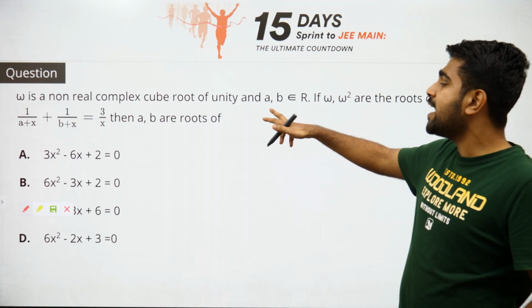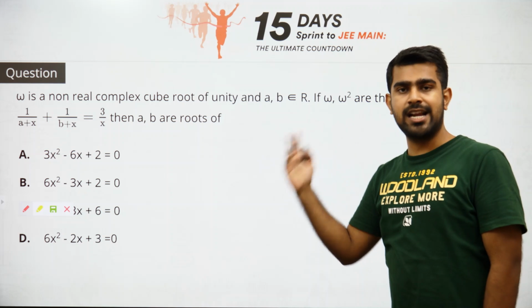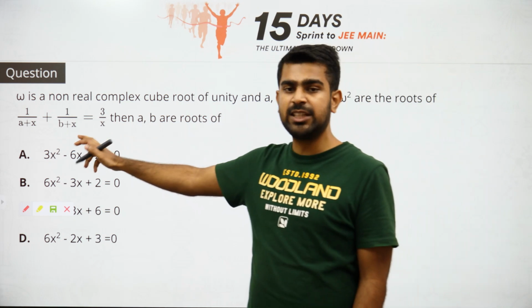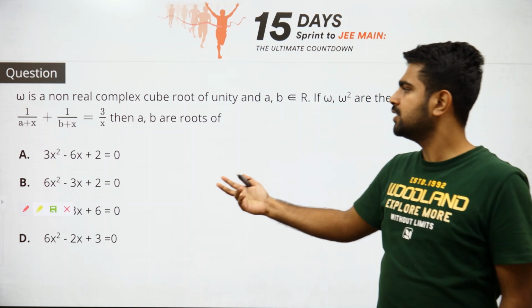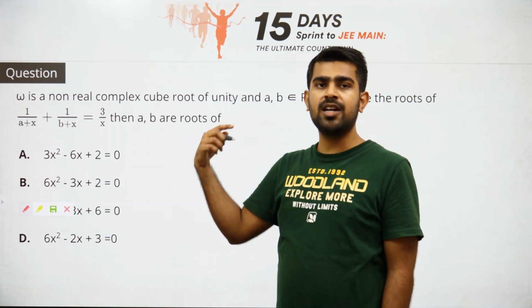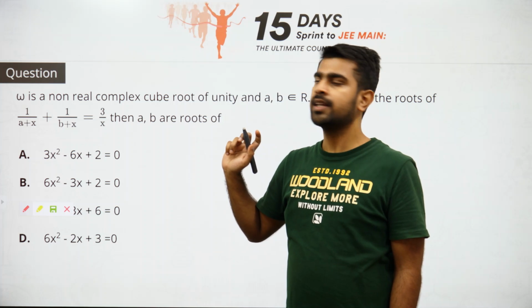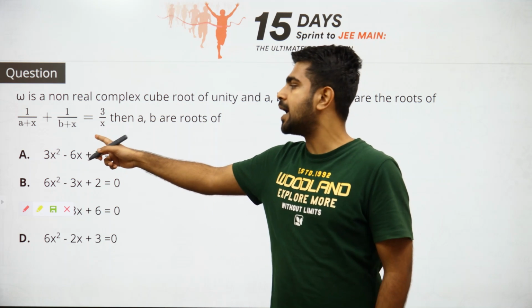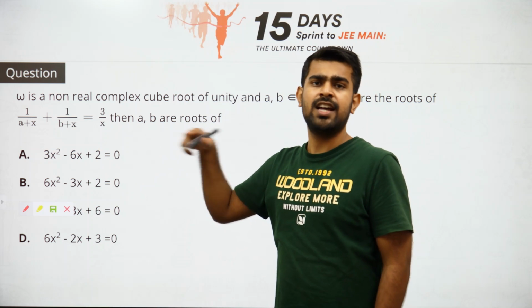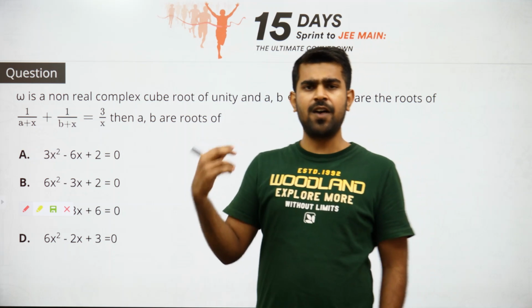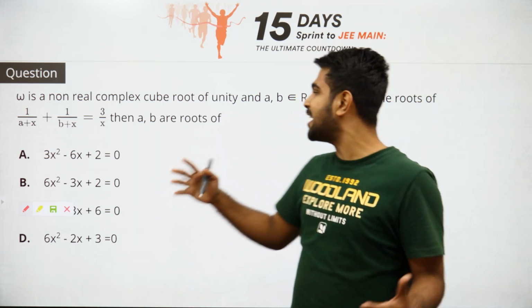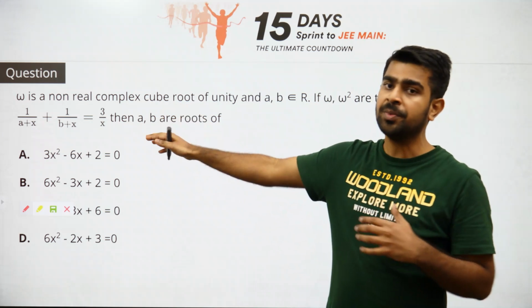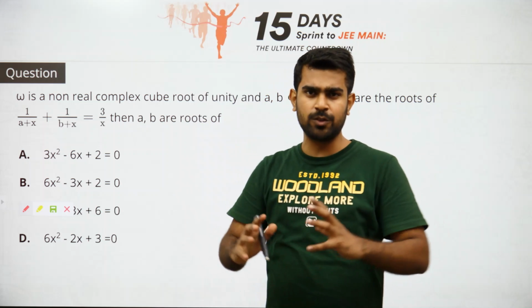Now, as A and B belong to real numbers, and if omega and omega square are the roots of this equation over here, how, sir? If you simplify it, which I am going to do right now, you will observe that this is a quadratic equation. And how many roots does a quadratic equation have? Obviously it has 2 roots, right? So that is exactly what they have given here. Those 2 roots are given to you. So once you form the expression, it is going to be very simple to solve.